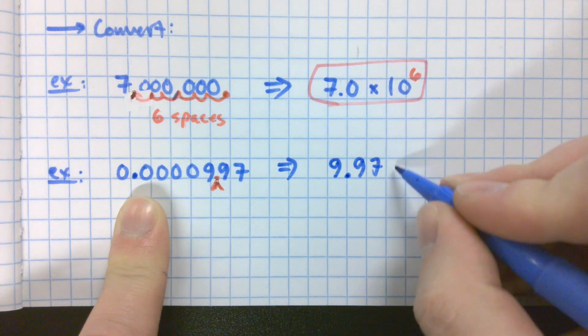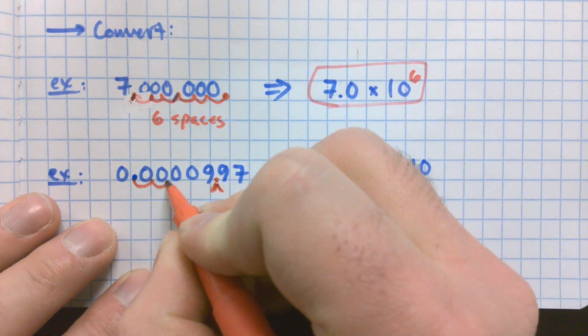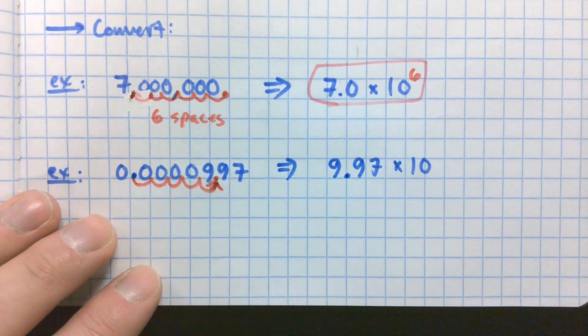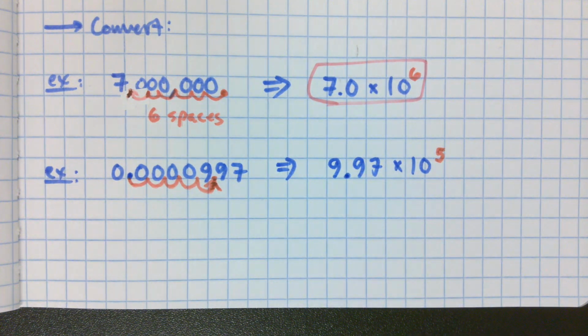9.97 times 10 to the power of however many spaces we have to move. So let's count it. We got 1, 2, 3, 4, 5 spaces. So I've got 10 to the power of 5. Yes? Does that look right? Yeah. What am I missing?